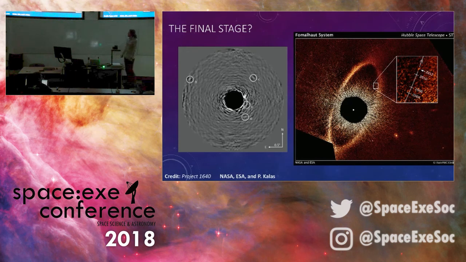And so we can now observe these processes from start to finish. We can observe the planets being born inside their disks, we can observe the dust clouds that the stars first formed from, and we can observe the end result. We can see the planets, we can see the debris disks that are left over.